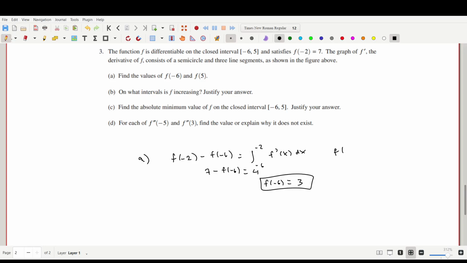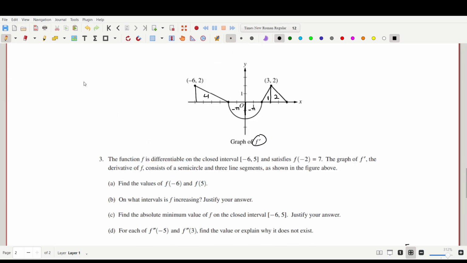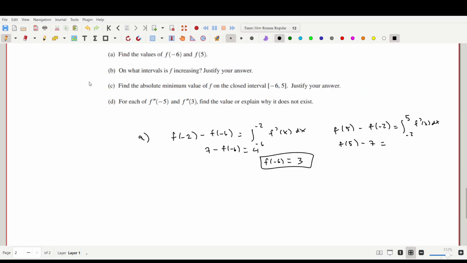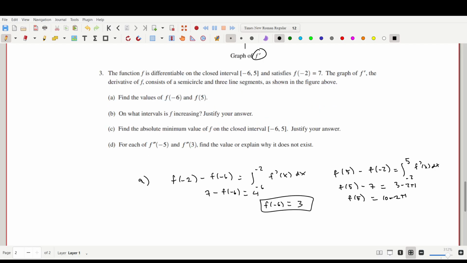And then f of 5 minus f of -2 is the integral from -2 to 5 of f prime of x dx. And that's f of 5 minus 7 equals the integral from -2 to 5, which is -2 pi plus 3. So 3 minus 2 pi. And so f of 5 is 10 minus 2 pi. I'll check that later on, but I think those are right.